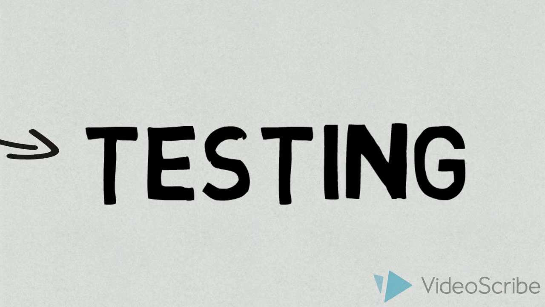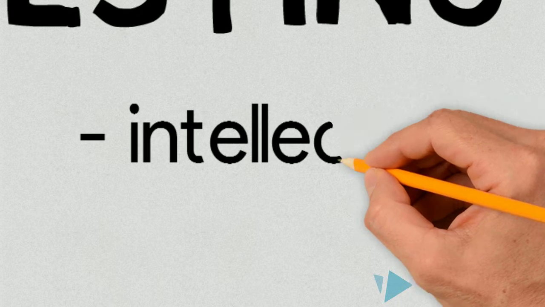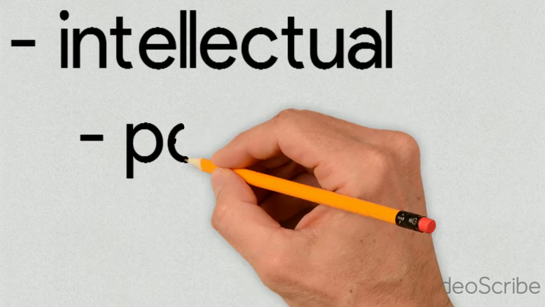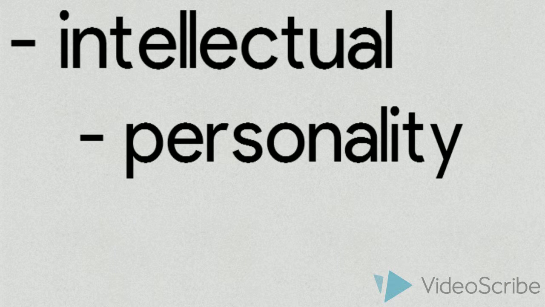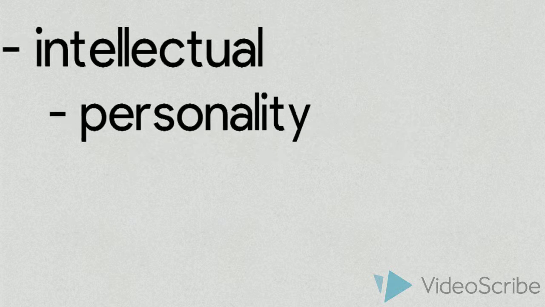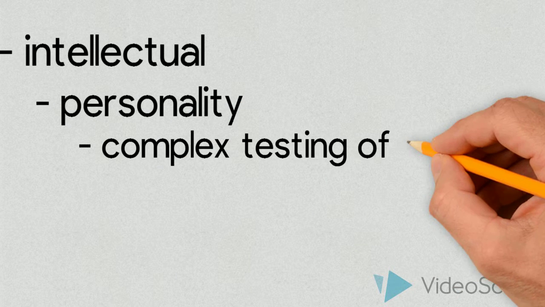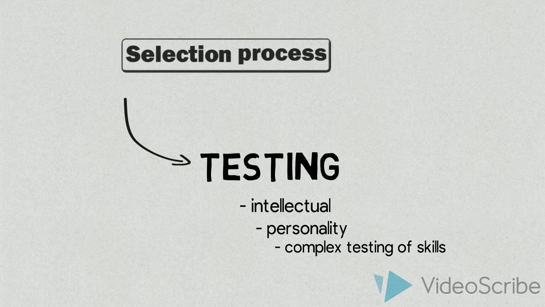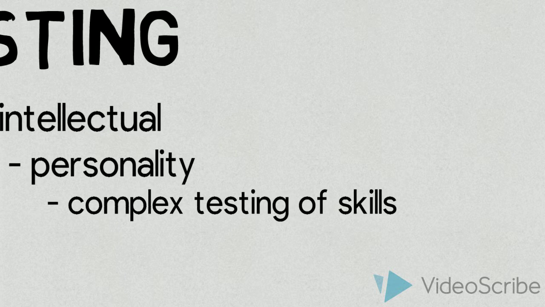The selection process is the process of studying candidates. It consists of 2 parts. The first part is testing. There are several kinds of tests: intellectual tests, which analyze ability in abstract thinking; personality tests, which measure character traits; and complex testing of skills in the assessment center, which is used for testing highly paid candidates.